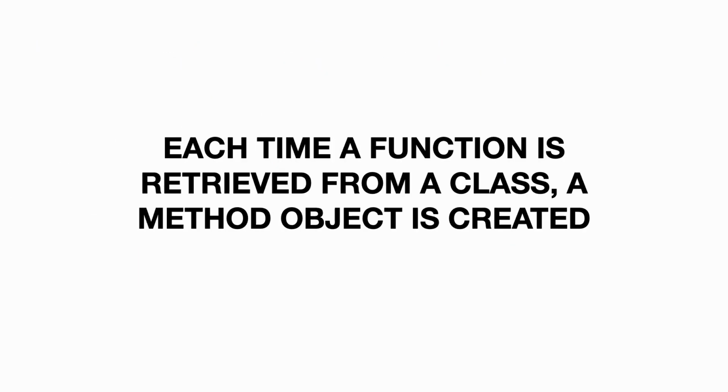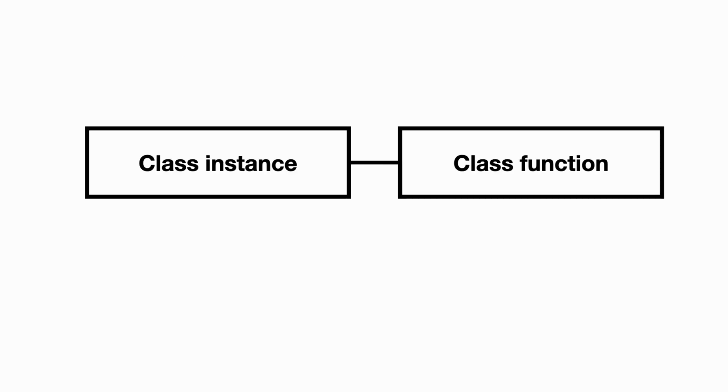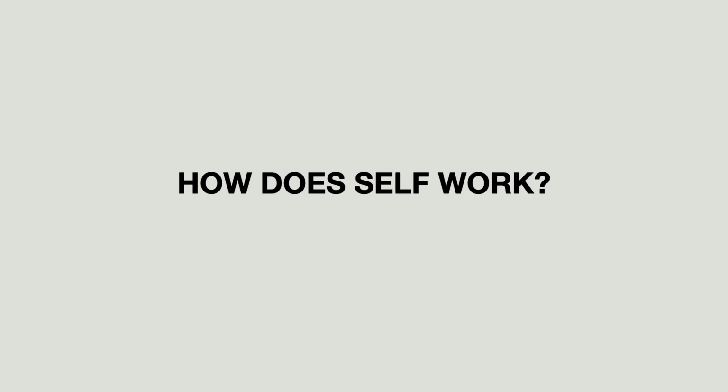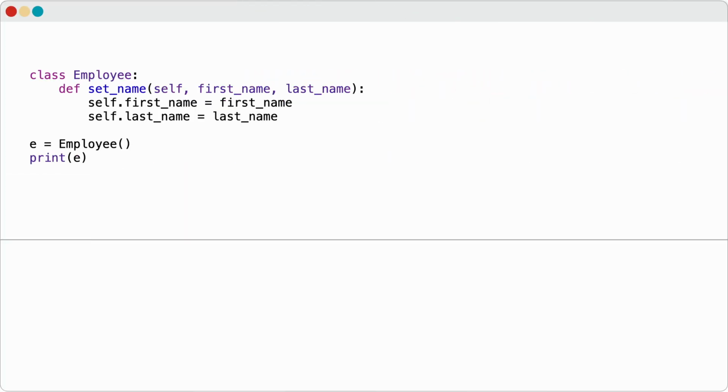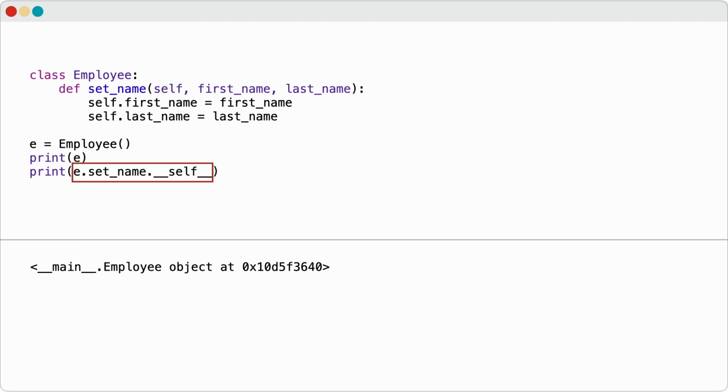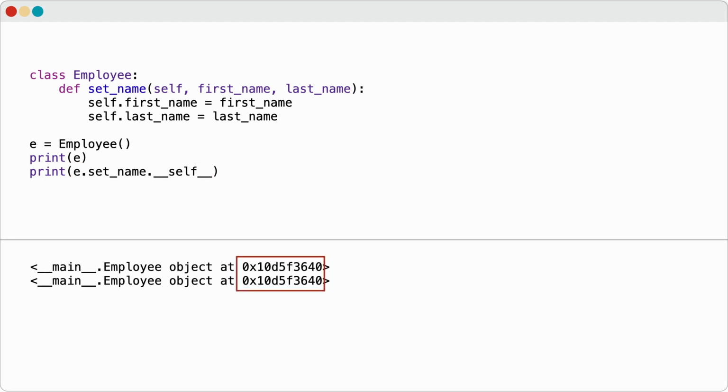Each time a function is retrieved from a class, a method object is created. The method object binds a class instance to a class function, and that is the key to the main question of this tutorial. How does self work? I'm going to inspect the method object. First, I create an Employee class instance and print it. Here is the result. I also print e.setName.__self__. Aha! __self__ from the method object contains a reference to the instance.